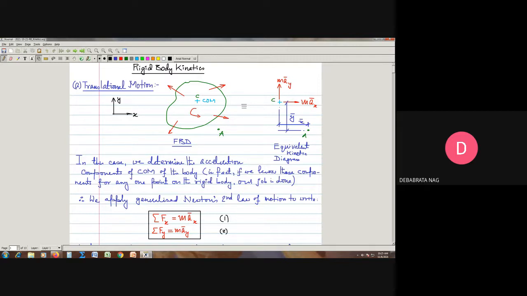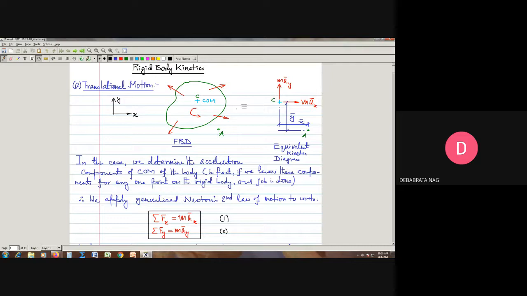We must understand that this a bar x and a bar y basically represent the x and y components of the acceleration of the center of mass. This can refer to the accelerations as studied for rectilinear translational kinematics, or it can be obtained for analyzing the curvilinear translational kinematics of this center of mass.